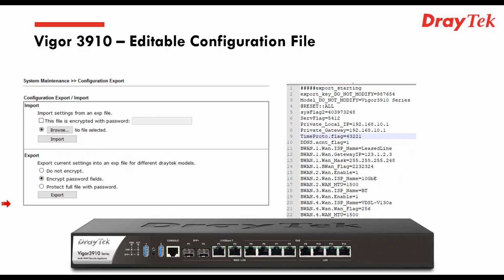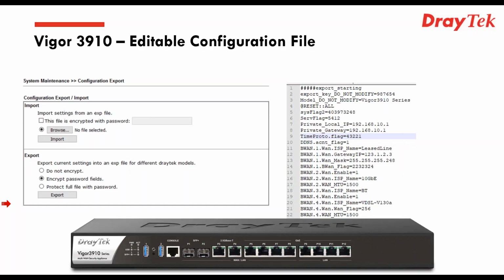VLAN tags, additional LAN networks, or changing the network address, and save that as a new file, and then you're able to import that configuration file into the Vigor 3910, and that new configuration will apply. So another way, and for some people I know this will be very useful, because they're used to doing this type of changes in configuration in this readable way.